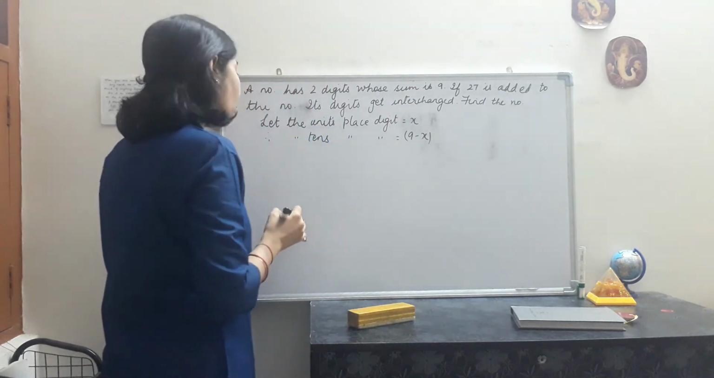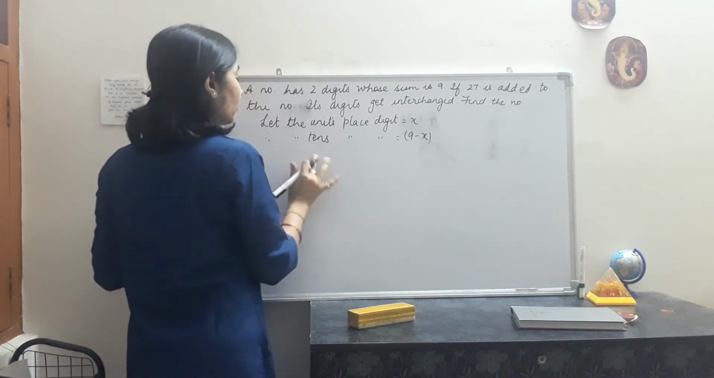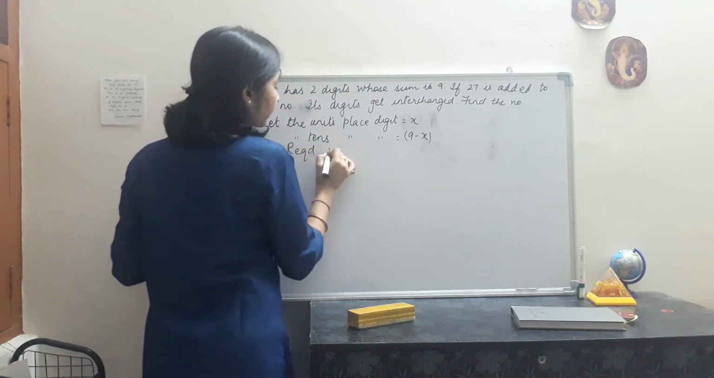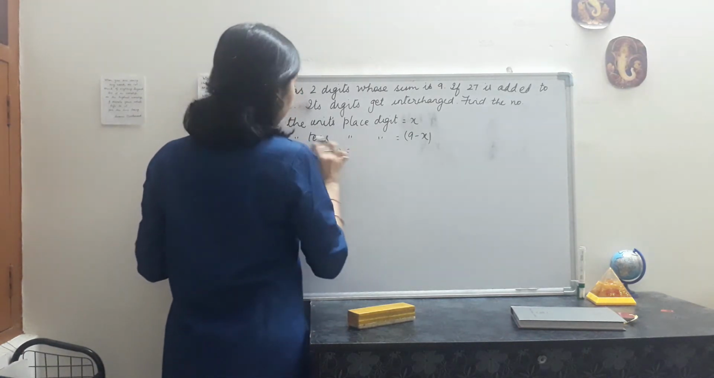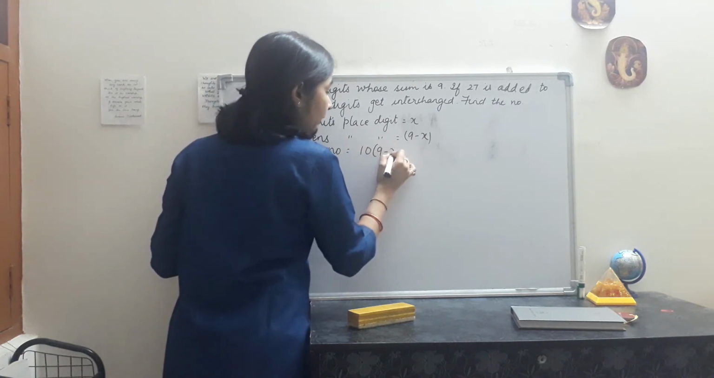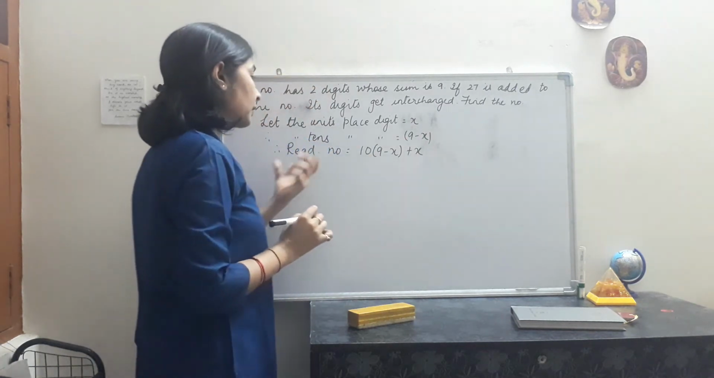Now what will be the number formed? We can say the required number. Therefore the required number is equal to the tens place digit, 9 minus x, multiplied by 10, so 10 into 9 minus x, plus the units place digit x. That is the required number.